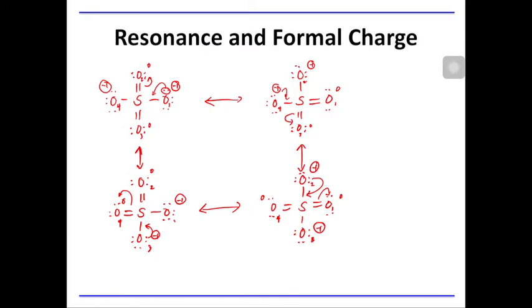So the overall charge of the molecule is the net formal charge of the molecule. So in this context, we have negative 1 plus negative 1. Therefore, the overall charge is negative 2. The actual structure of sulfate ion is a hybrid of all these resonance forms due to the fact that the electrons in sulfate ion are always moving from one resonance form to another.